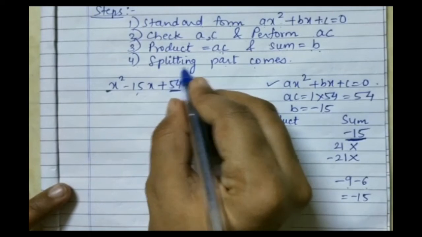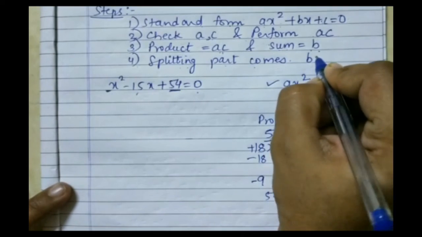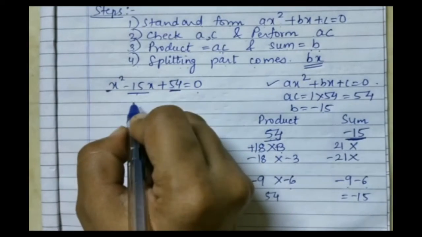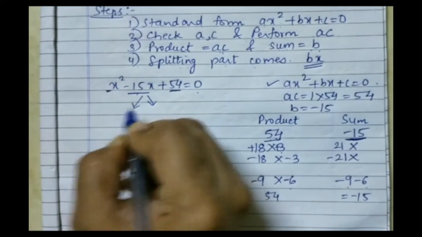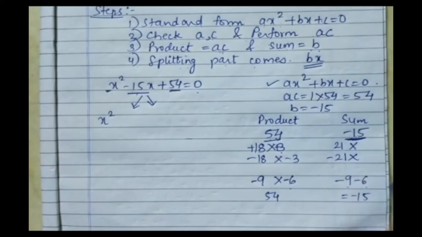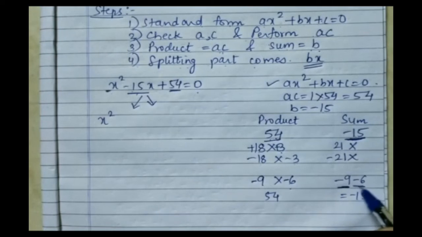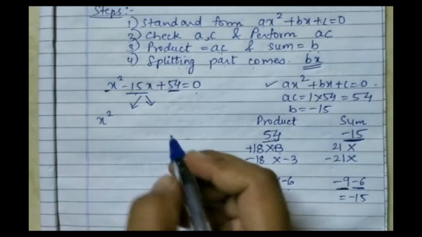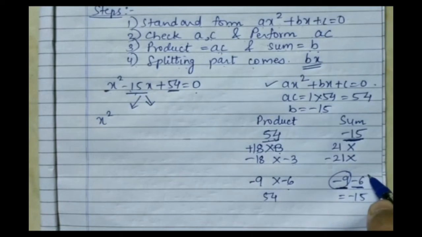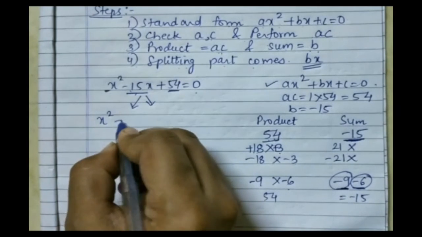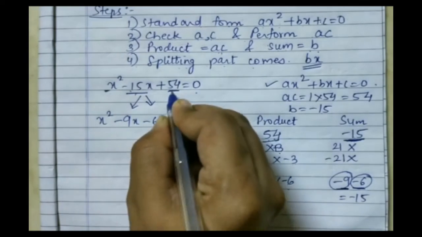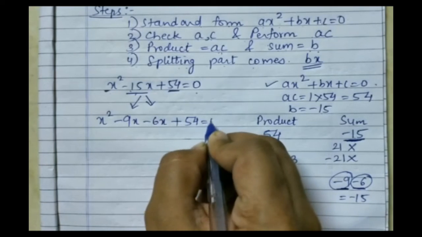So what you split is actually the bx part. Here the bx part is minus 15x. So how am I going to write this? I am going to write x square. This minus 15 will be split into minus 9 and minus 6. Always carry the sign. So minus 15, the integers which I got are minus 9 and minus 6. So I write minus 9x minus 6x plus, I continue with this 54 equal 0.